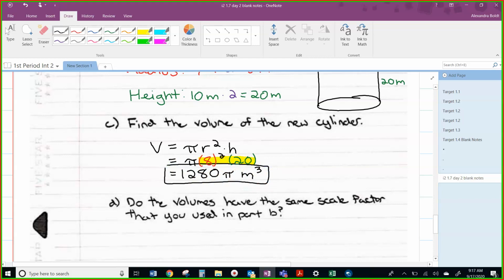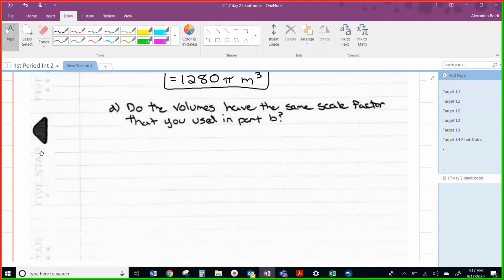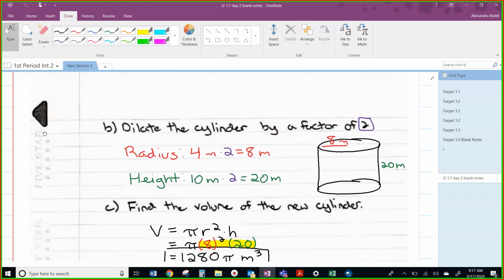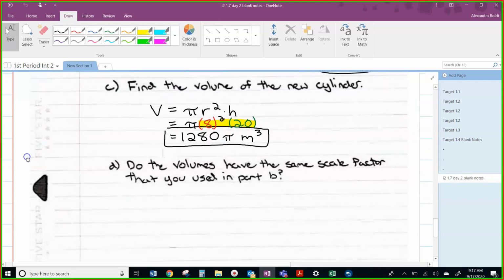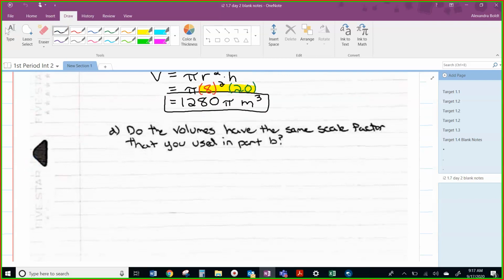So I doubled all my dimensions, right, my radius and my height, and I got a new volume. So now, looking at this, do our volumes have the same scale factor that we used in part B, right? So we doubled all of our sides. Did our volume double as well? Okay. So let's check what our scale factor is. Right? So going back to what we've been doing with our dilations.